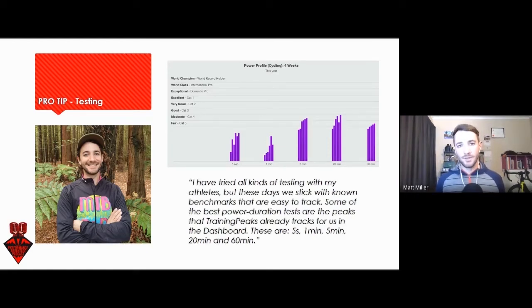So, I stick with the 20-minute test or a set benchmark test. Not every athlete has a good place to test for 20 minutes. So we find a test and stick with it. And then we look at what Training Peaks gives us for the power profile.